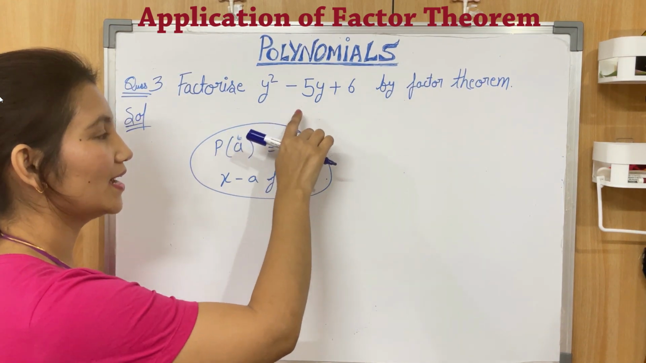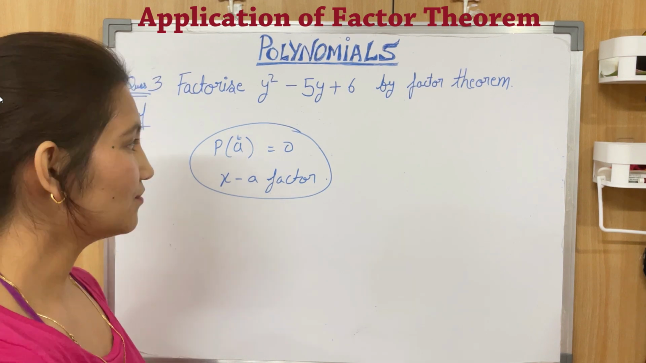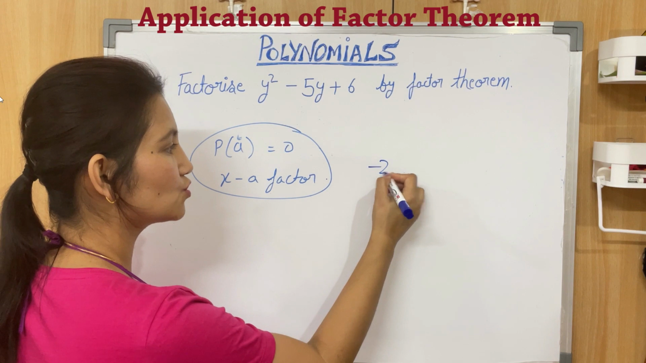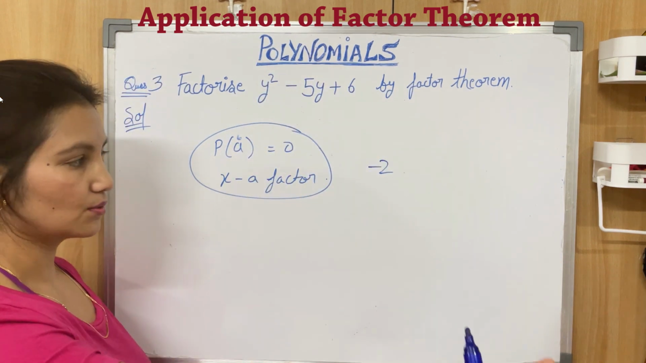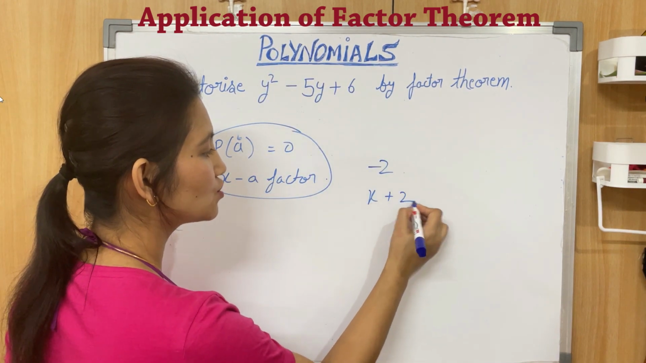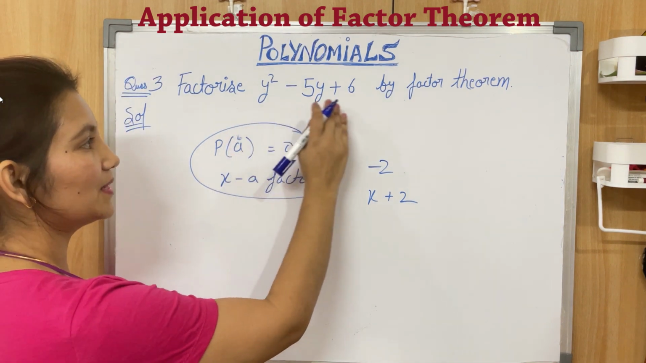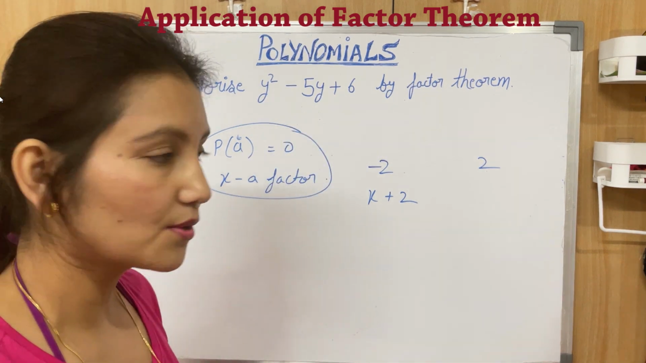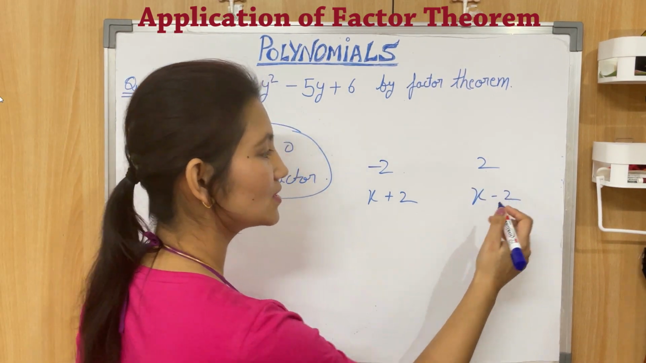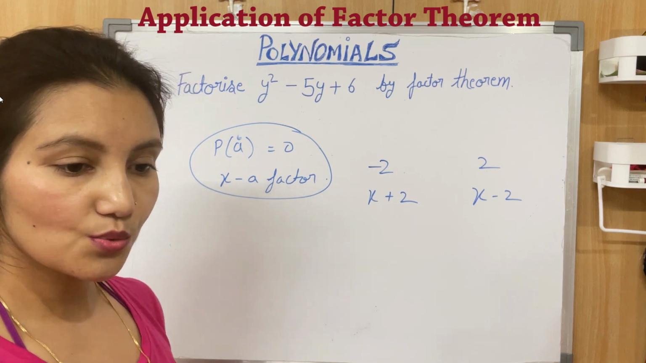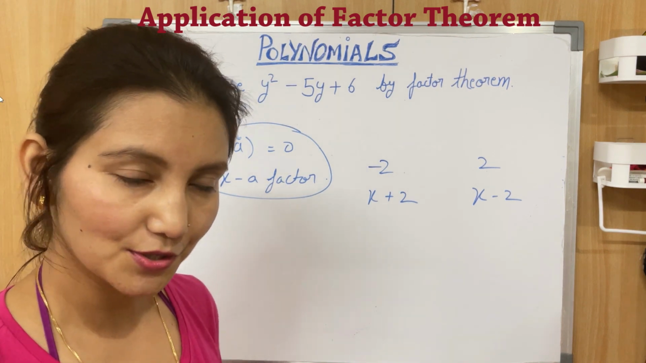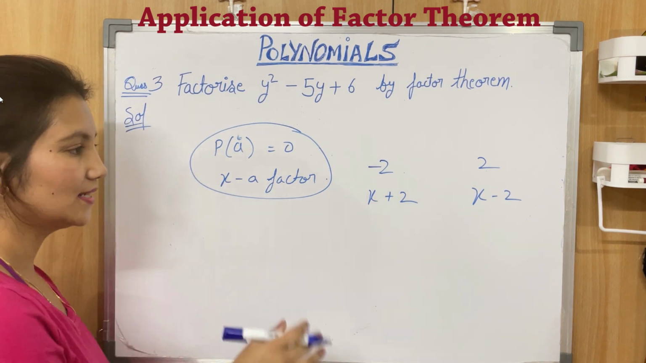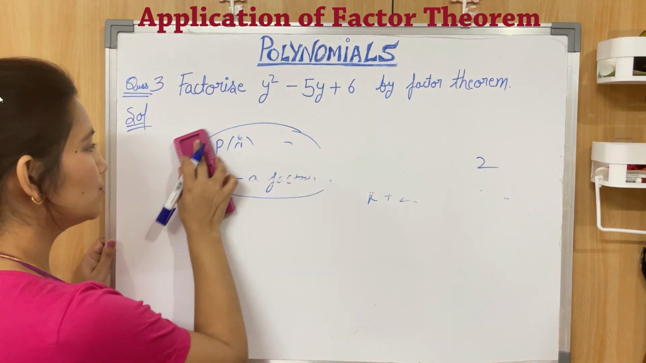We will replace y with different values, and if that comes out to be 0, let's say I replaced y with -2 and the whole expression became 0, it means x plus 2 is a factor. If I replace y with 2 and the whole expression reduces to 0, then I'll say that x minus 2 is a factor. Simple. So we are just using the hit and trial method here, and then we'll find out the factors, right? So how do we do this?